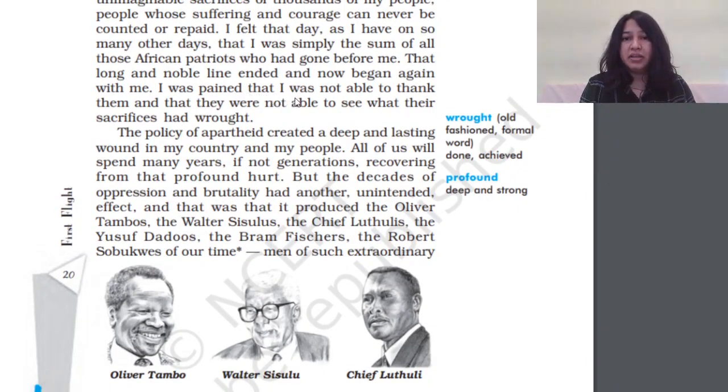"I was pained that I was not able to thank them and that they were not able to see what their sacrifices had wrought. The policy of apartheid created a deep and lasting wound in my country and my people. All of us will spend many years, if not generations, recovering from that profound hurt."